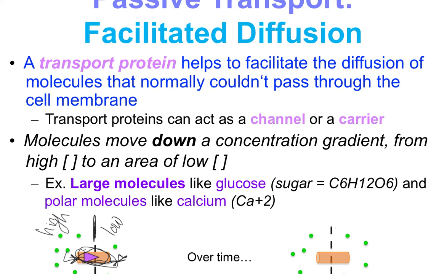When you have something that is equal on either side, like here's our membrane and here's our channel, nothing's going to be moving. It's not moving in this direction or in this direction at all because it's equal on both sides. And so that's really not going to have anything to do with the channel.